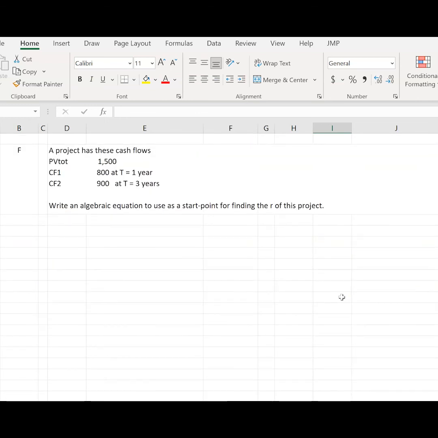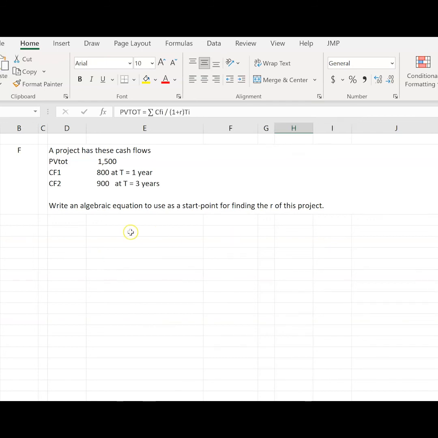Question F. A project has these cash flows. Present value total is $1,500. Cash flow 1 is $800 at time equal to 1, and cash flow 2 is $900 at time equal to 3. Write an algebraic equation used as a start point for finding the R of this project. So this problem is great. There's not a whole lot to it. We don't actually have to solve anything. We just have to set it up.